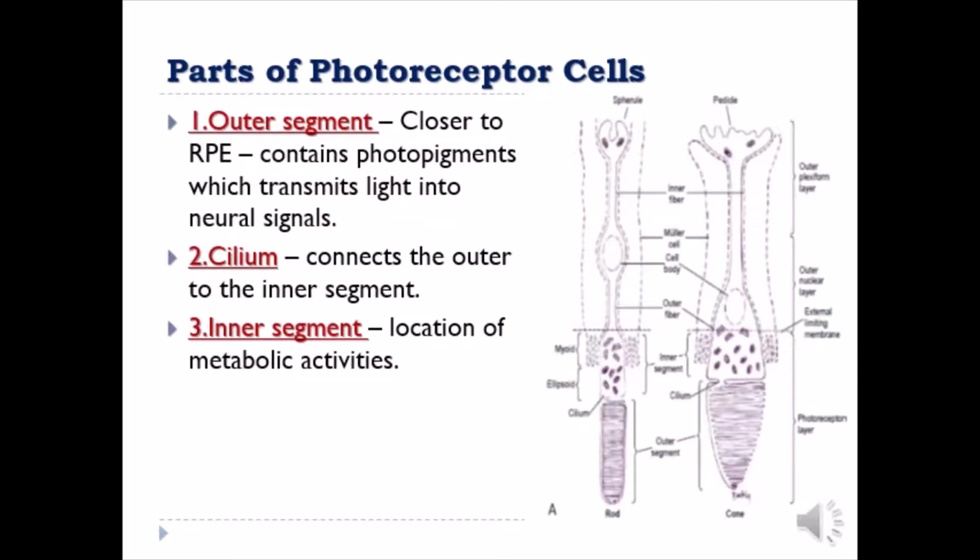Well, now in this slide we will talk more about the different parts of photoreceptor cells. As we already discussed, photoreceptor cells have three parts: the outer segment, the inner segment, and a connection between the outer segment and the inner segment, which is known as the cilium. This is the outer segment and this is the inner segment, and you can see a very small connection between them, known as the cilium. Here also you can see the cilium, outer segment and inner segment.